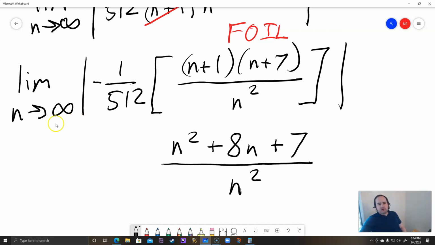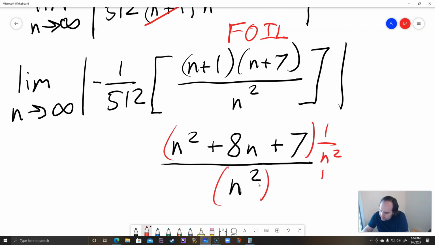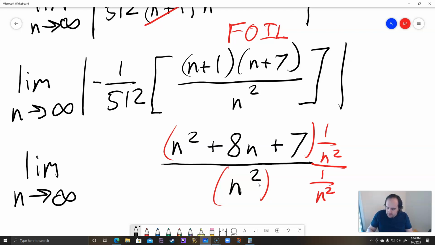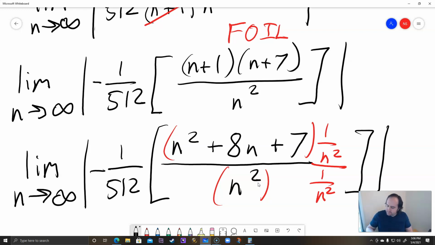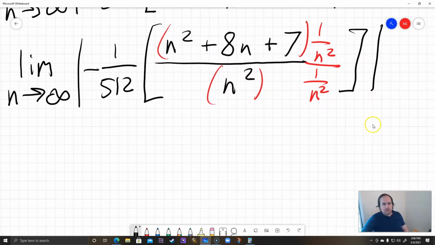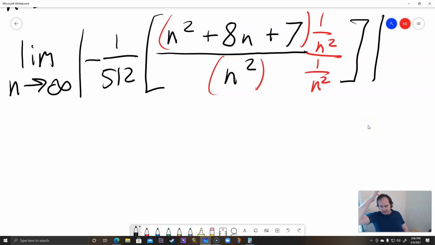And then since we're doing an infinite limit, once again we want to multiply the top and the bottom by 1 over the highest power in the bottom. So we're going to be multiplying this entire fraction here by 1 over n squared on the top and the bottom. Okay, and of course we're still finding the limit as n goes to infinity of the absolute value of negative 1 over 512 times this whole thing. So this is a hard problem, I'm not going to lie. It's hard. Just a lot going on. But good thing I'm doing one that's very similar to your homework.